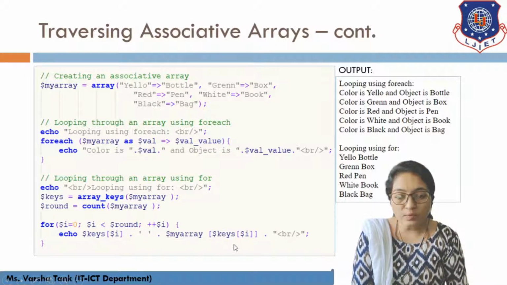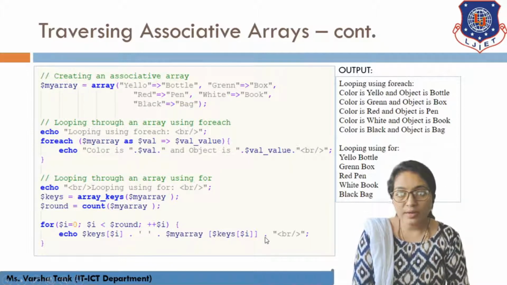So what will it display? It will display like this. Here it will display yellow, green, red, white, black, these keys, and using these we can display their elements. So $keys, for the first key, is what? Yellow. So the yellow object is what? Bottle. At the yellow key the bottle is stored, so it will display the bottle. Clear? Now let's see the practical related to this.